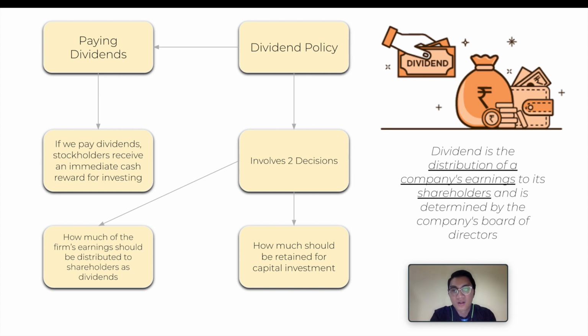We also did learn about dividend policy. But first of all, let us start with what a dividend is. A dividend is the distribution of a company's earnings to its shareholders, and it is determined by the company's board of directors. And here's about dividend policy. When we pay dividends, stockholders receive an immediate cash reward for investing. Dividend policy also involves two decisions. The first one is about how much of the firm's earnings should be distributed to shareholders as a dividend. And after that, it is also about how much should be retained for capital investment.